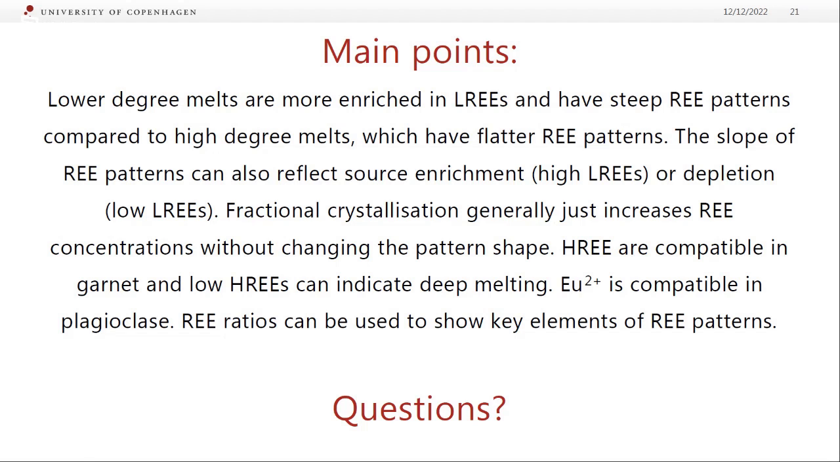The heavy rare earths are compatible in garnets, and if we have low heavy rare earths, then that can tell us that the melting was deep in the garnet stability field. And europium can form a 2+ ion, and that's compatible in plagioclase. And the last thing, yeah, we can use these ratios just to summarize some of these key points of the diagrams. Any questions on that?